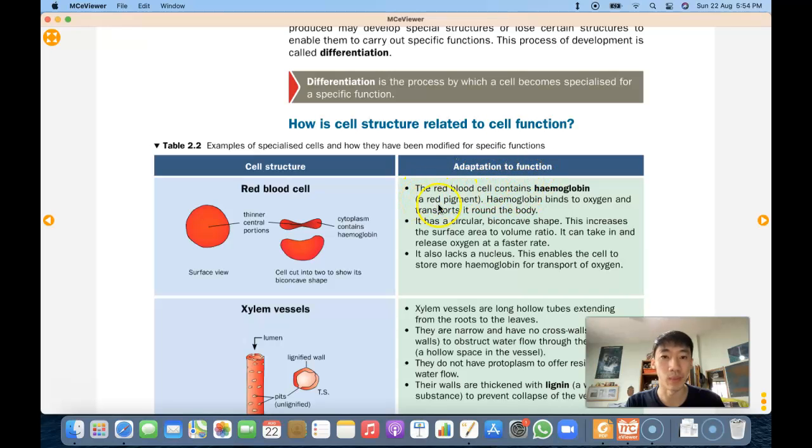This requires you to write a bit more. So we see the red blood cell contains hemoglobin, which binds to oxygen and transports oxygen around the body. The red blood cell has a circular biconcave shape, which will increase the surface area to volume ratio, and this allows it to take in and release oxygen at a faster rate. It also lacks a nucleus, and this enables the cell to store more hemoglobin, which can bind to more oxygen, so it can transport more oxygen.